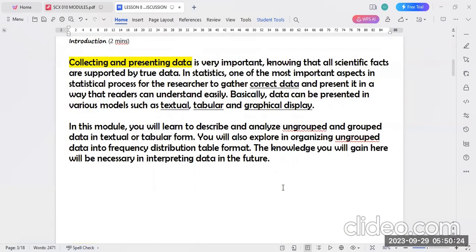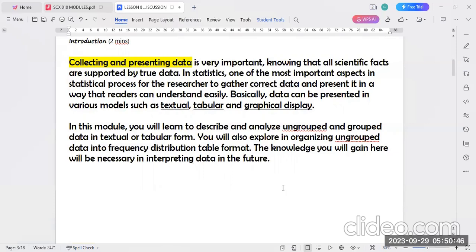Collecting and presenting data is very important, knowing that all scientific facts are supported by true data. In statistics, one of the most important aspects in a statistical process for the researcher is to gather correct data and present it in a way that readers can understand easily.